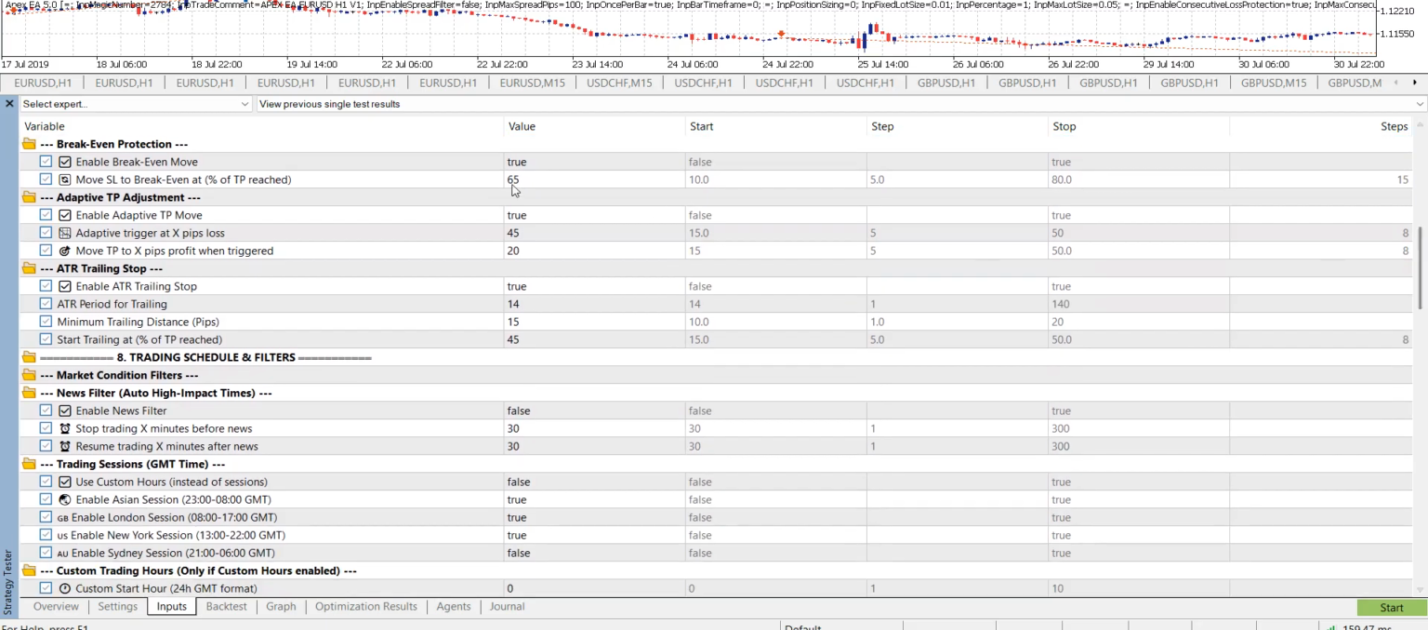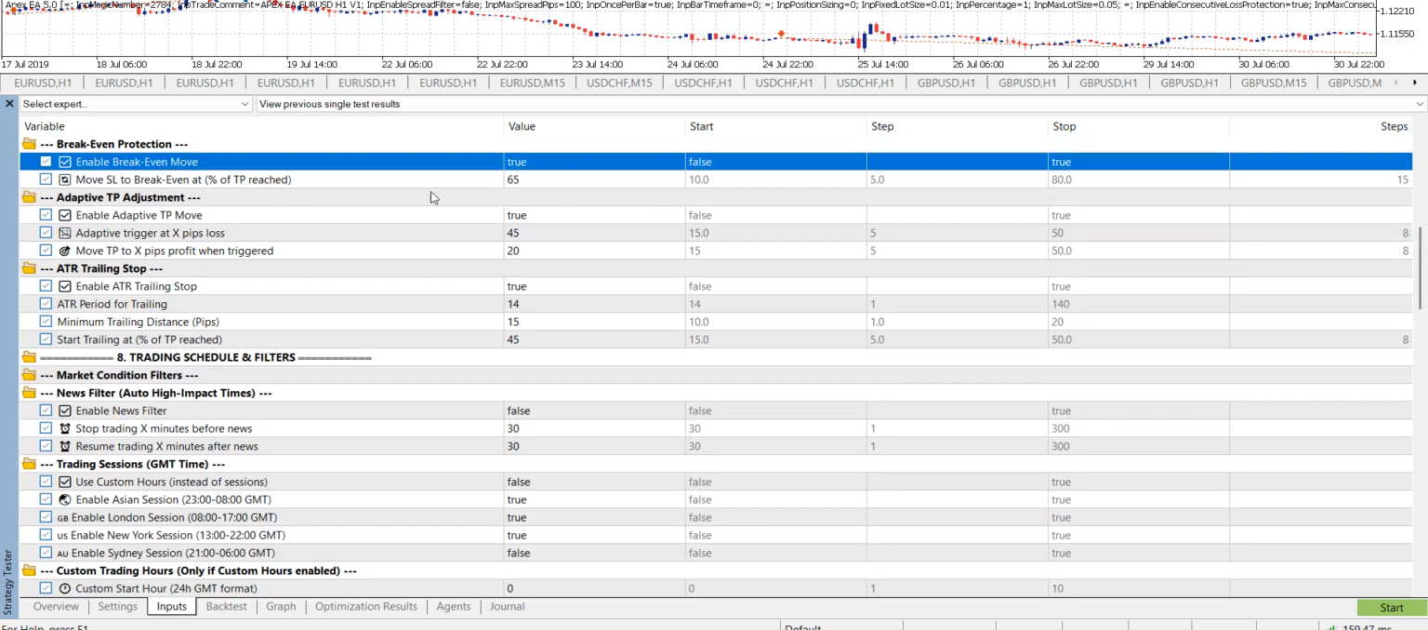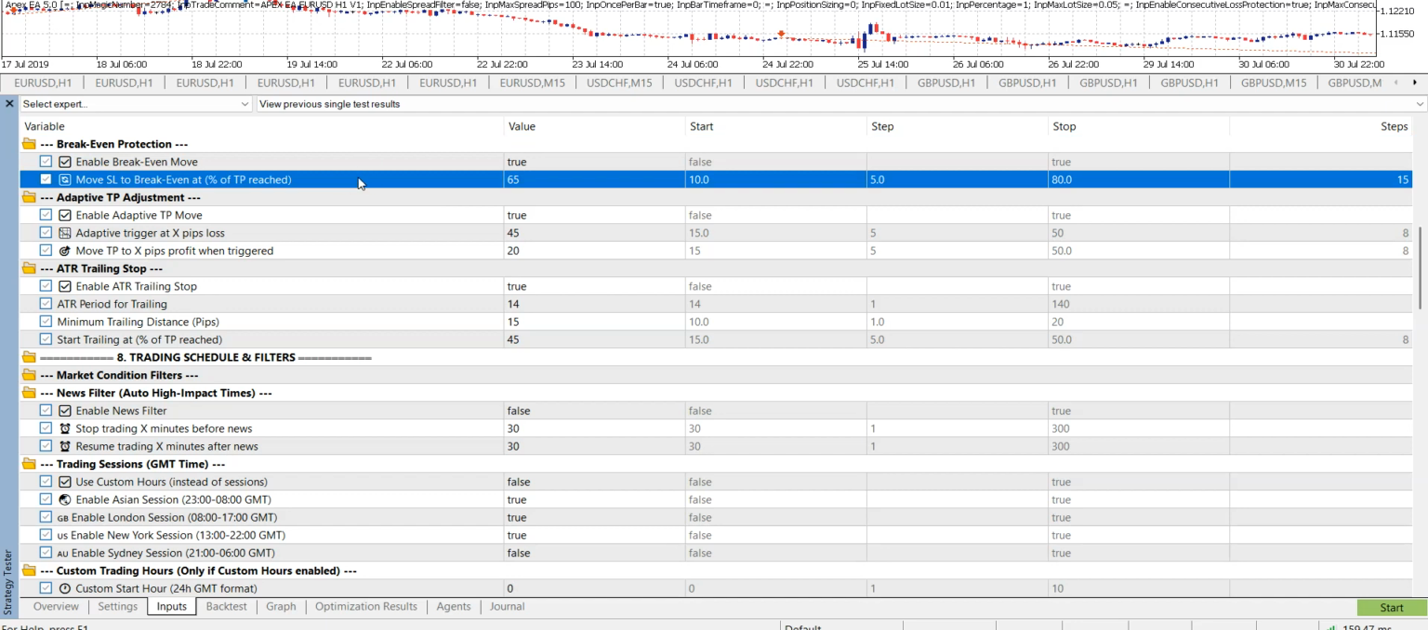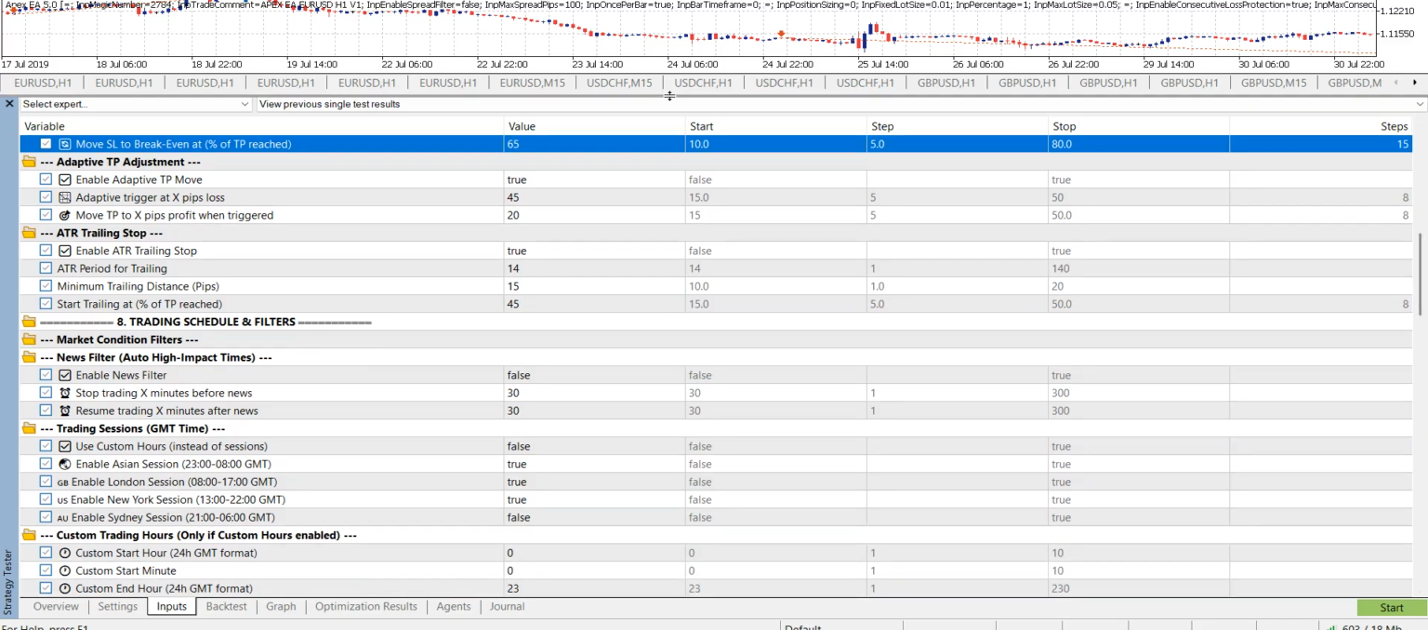Next is break-even protection. The break-even protection is very simple. You just have a break-even based on percentage, which is also very important. You can use whatever you want, also at X percent of TP, which is a good way, I think.